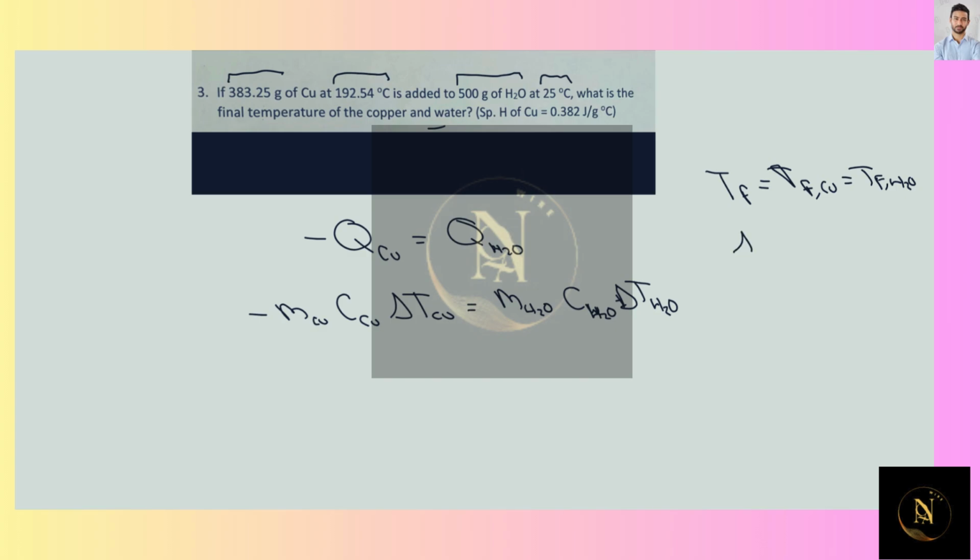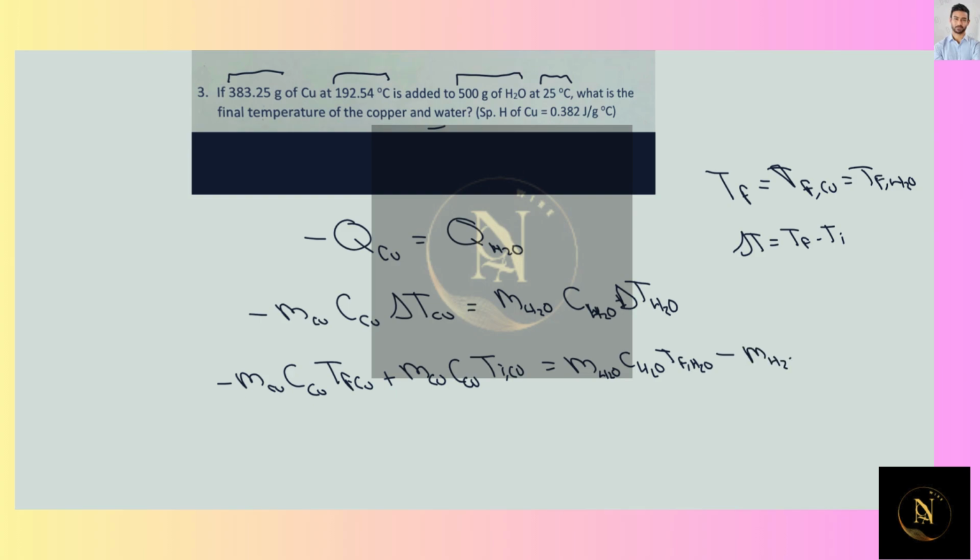Remembering that delta T is equal to T final minus T initial, this equation becomes minus mass copper, heat capacity copper, T final copper, plus mass copper, heat capacity of copper, T initial of copper, equal to mass of water, heat capacity of water, final temperature of water, which is the same final temperature, minus mass of water, heat capacity of water, times initial temperature of water.